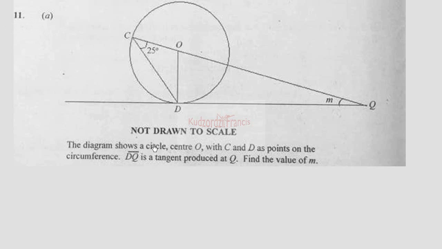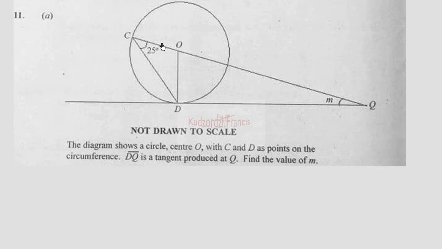The diagram shows a circle center O with C and D as points on the circumference. Line segment DQ is a tangent produced at Q. Find the value of M. So C, D are points on the circumference. Then O is the center.